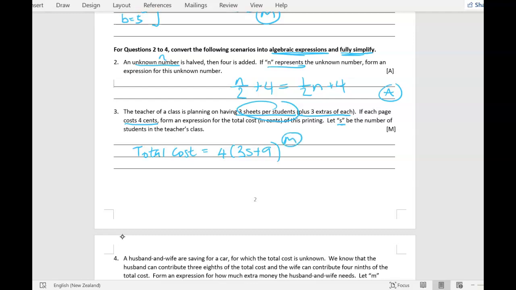If, for example, maybe you got confused about this 3 of each bit, if you wrote a 3 here, we also gave you the mark. Also, if this 4 cents was, in terms of dollars, 0.04, we also gave you the mark as well. But the intended answer was here, and I think that's the correct one when you get into the wording of the question as well. So that's question 3.